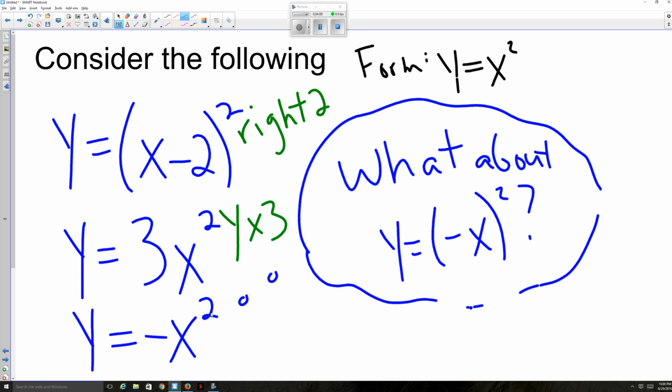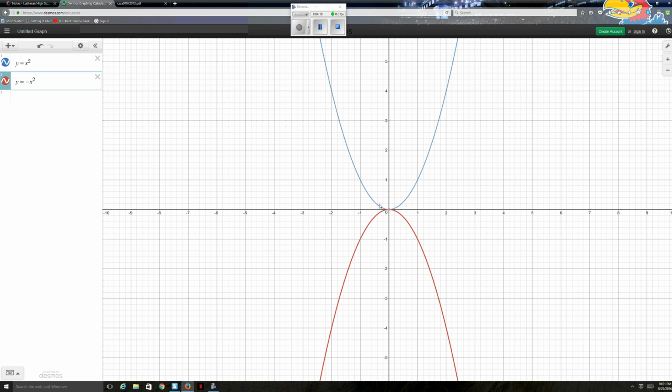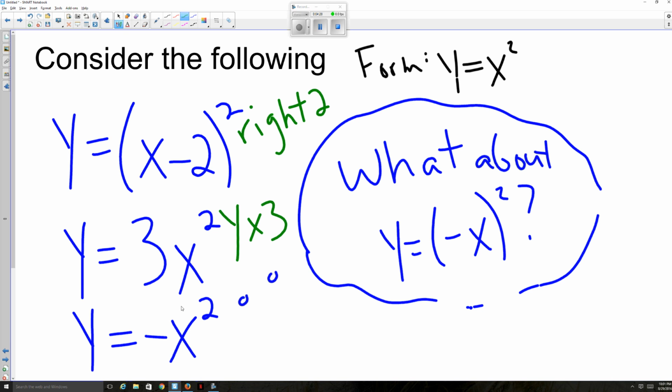Okay. Let's see what happens here with negative x squared. Okay, so let's put a negative out front here. But you can see here, now we have a mirrored graph. It's reflected over the x-axis. So when we put a negative out front, it's reflected over the x-axis.